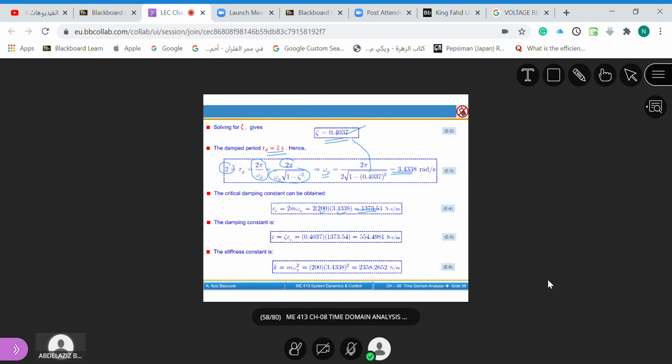And C, the damping, will be simply zeta times C critical. If you remember, we defined the damping ratio to be C over C critical. C critical is here. So C will be zeta times C critical, which is 554.4981. And the stiffness will be K is equal to m omega n squared. And this is the stiffness. So this is the damping amount, and this is the stiffness we found for this case.